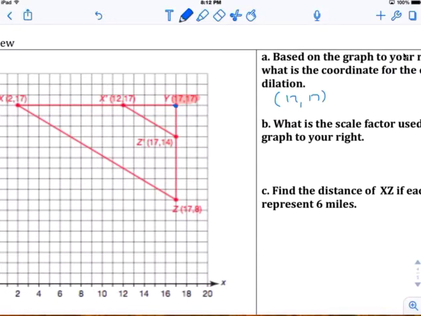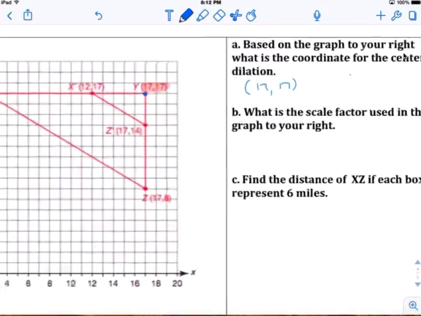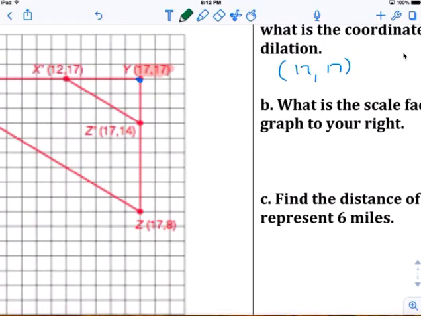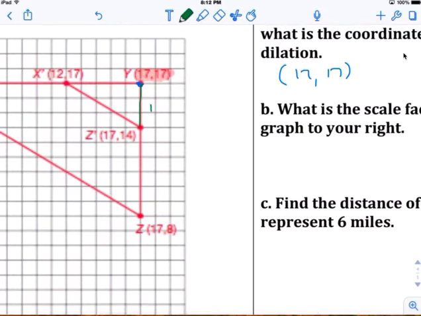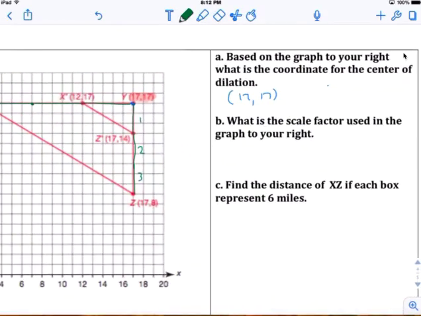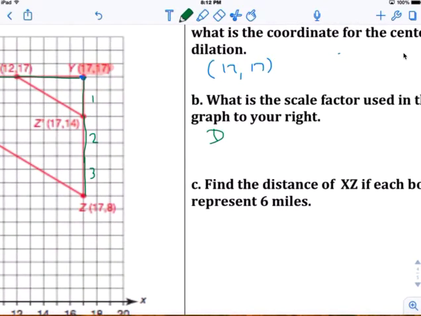What is the scale factor used in the graph to your right? Scale factor. Okay, you may have forgotten. This is 1. Count as 1. Another 3 is 2. Another 3 is 3. 3 altogether. Look at it this way: that's 5, 5, and then 5, also 3. Scale factor of 3. It's an enlargement. It's dilation. So scale factor of 3.